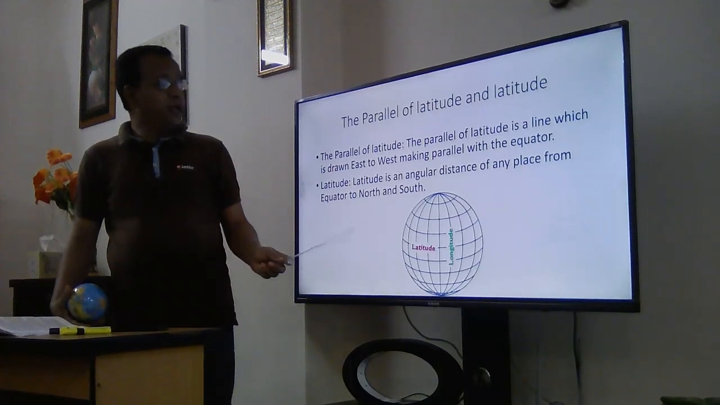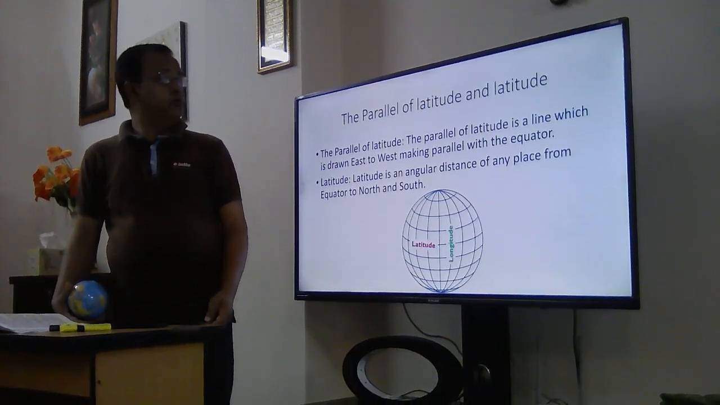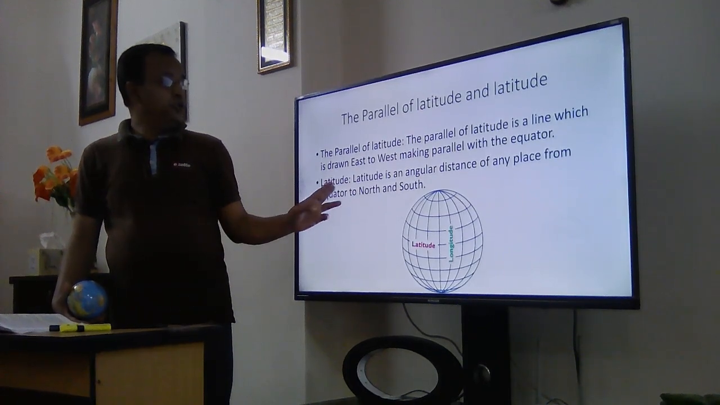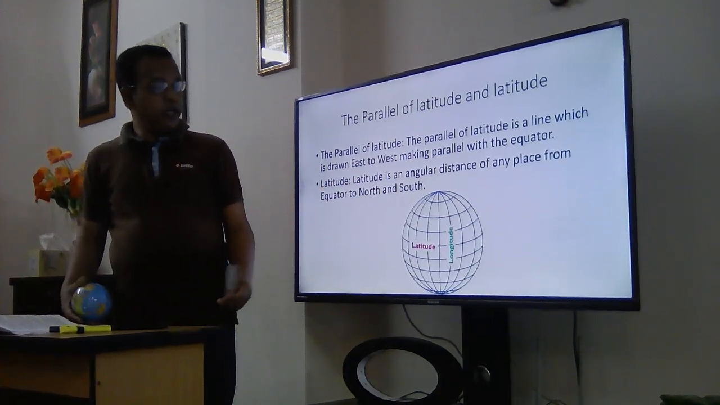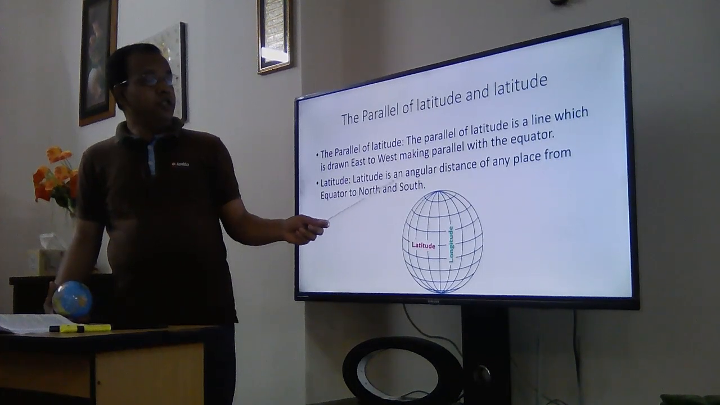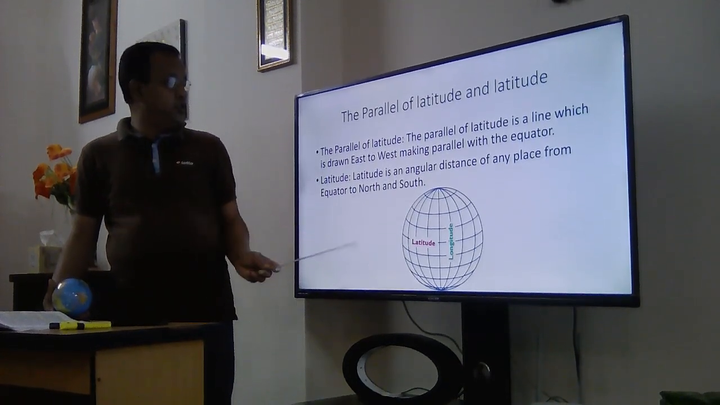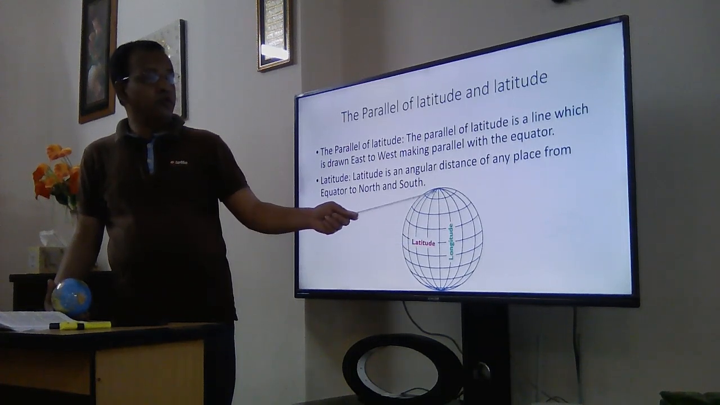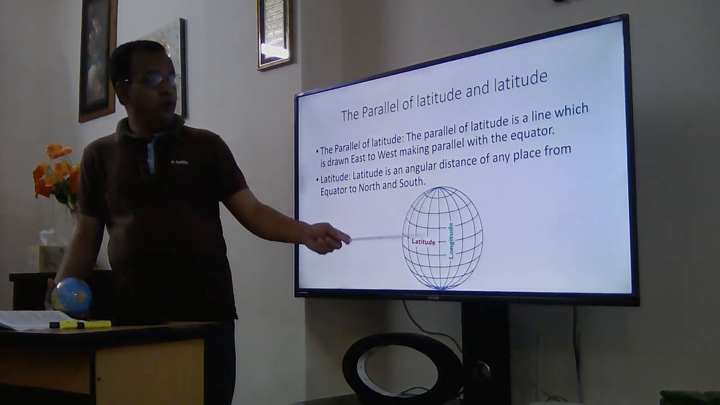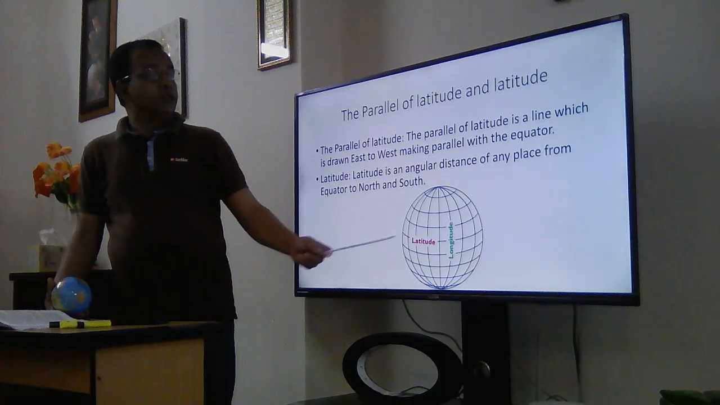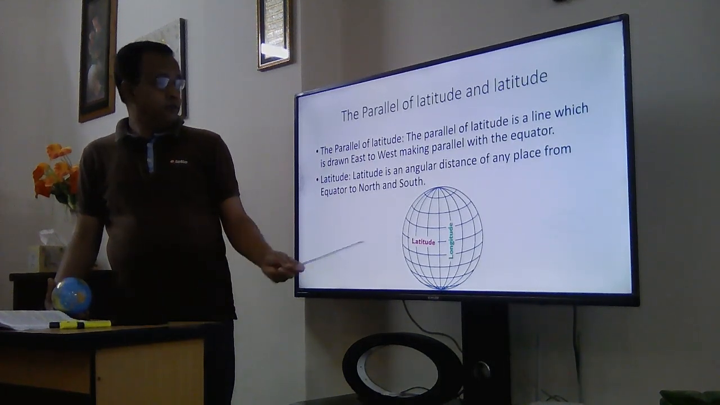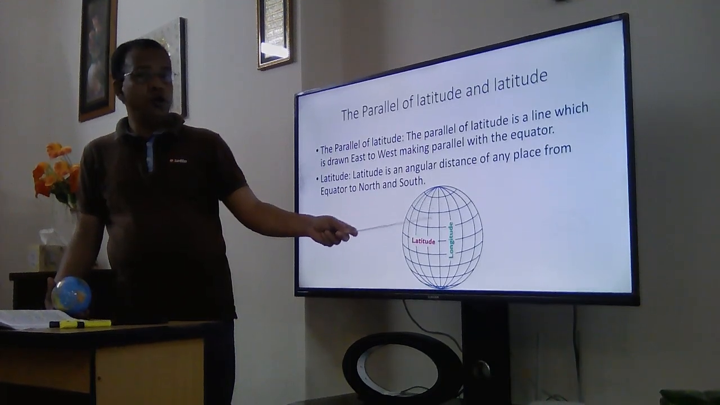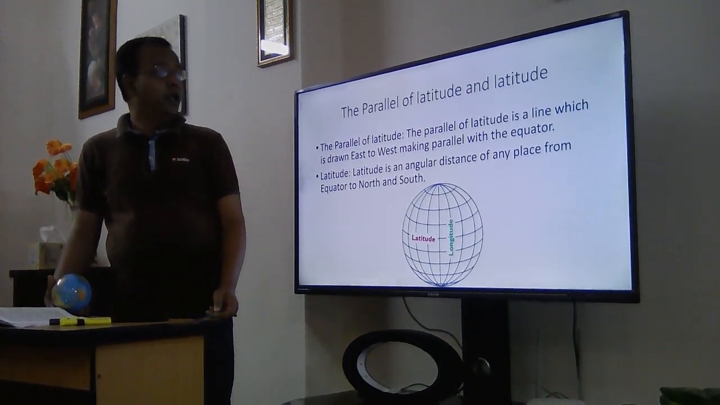Now, what is latitude? Parallel of latitude and latitude are not the same thing. Latitude is an angular distance. Try to understand: latitude is the angular distance of any place from the equator to north or south. I told you upper portion is north, lower portion is south. That means the angular measurement of any place from the equator to north or south is known as latitude.